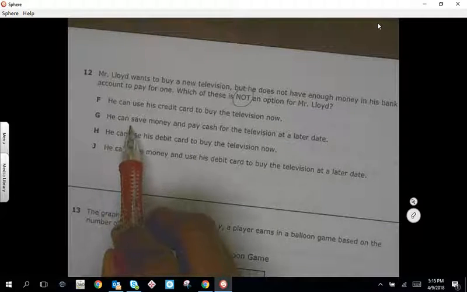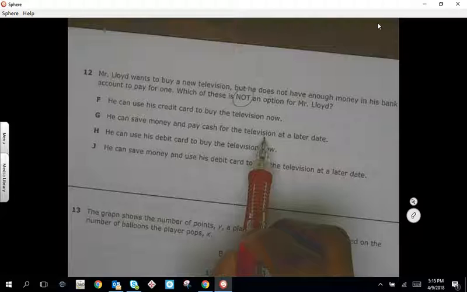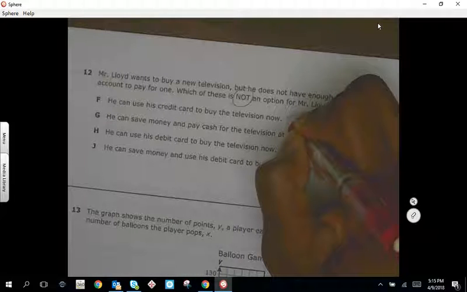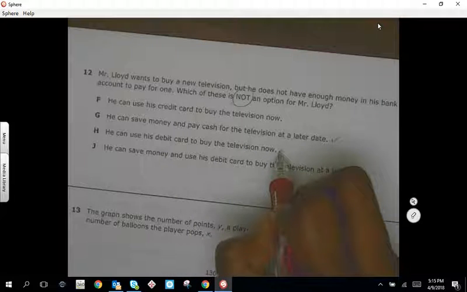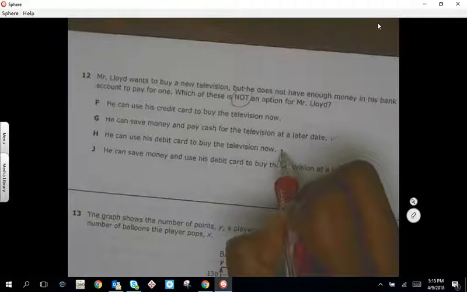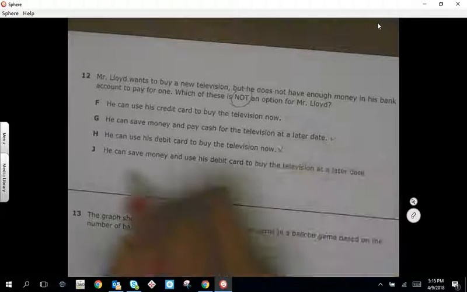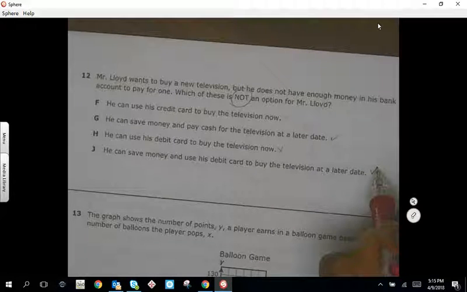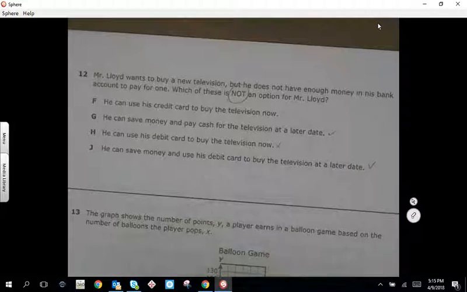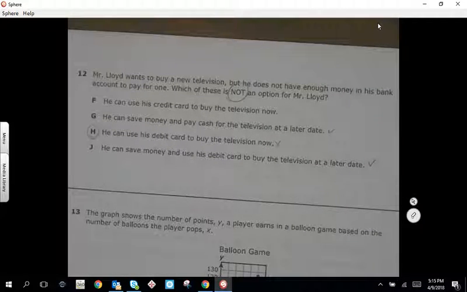He can save money and pay cash for the television at a later date. That could also work. He could use his debit card to buy the TV now. Your debit card, if you don't have the money in your account right then, you can't spend it. So this wouldn't work. He could save the money and use his debit card to buy the TV later. That will work too. Your debit card comes right straight out of your account, which we'll talk about in financial literacy, which we haven't gotten to. So if you didn't get this one, no worries, because we still haven't talked about that yet.